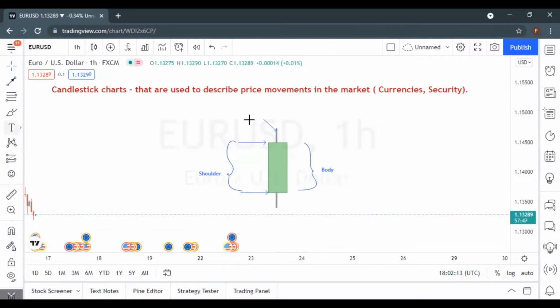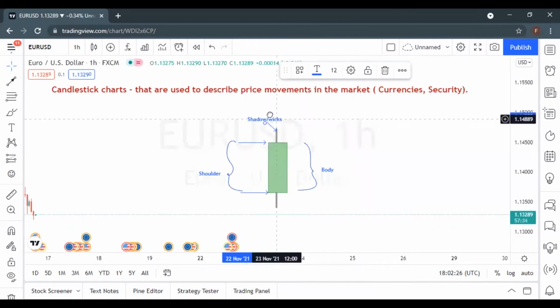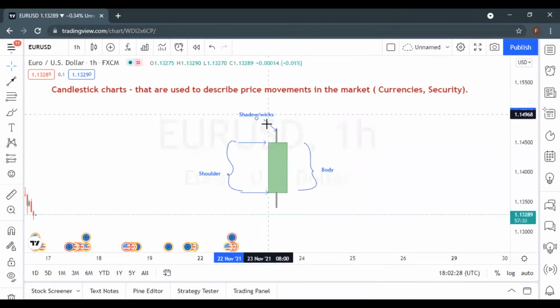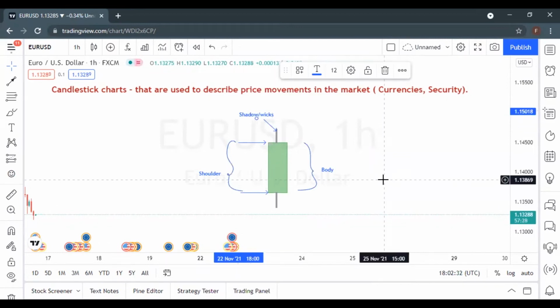This is a shadow right here. Shadow, or some call them wicks, right? So these are shadows or wicks. Shadow or wicks in this one. There is also one thing that you need to understand as we are still describing the structure of the candlesticks.